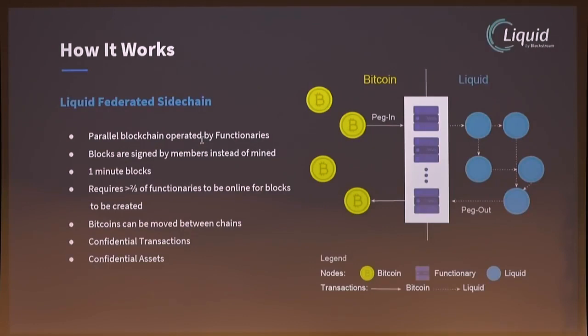The difference is, again, the blockchain is not operated by miners, it's done by functionaries. Blocks are signed. There's 1 minute blocks. So it's more than 2/3. So if we said it's 15, in the first version, for a block to be valid, you need 11 out of 15 signatures for the block to be valid.